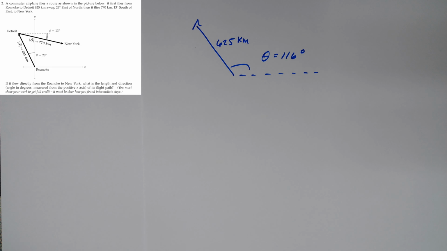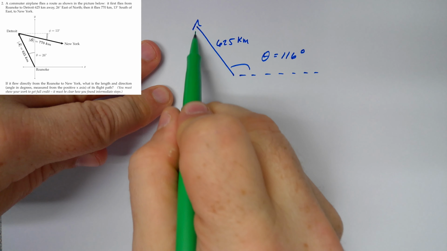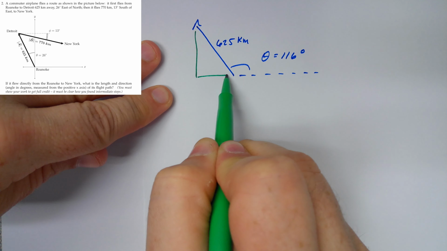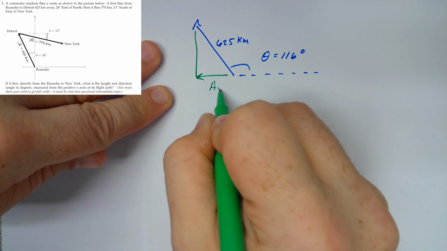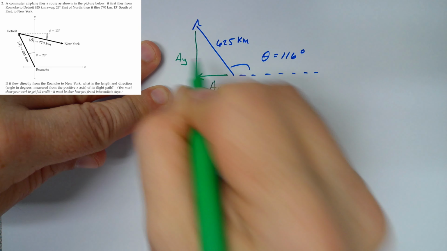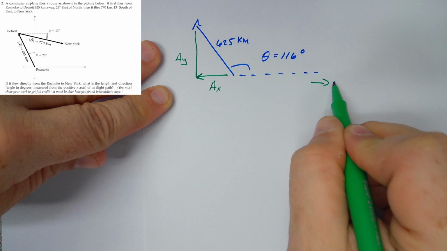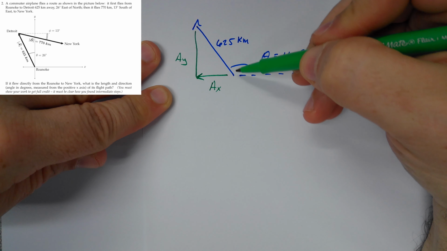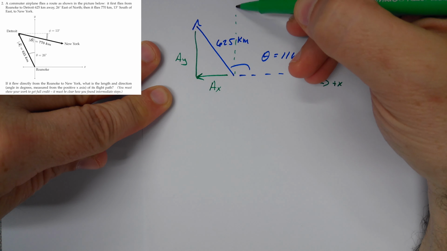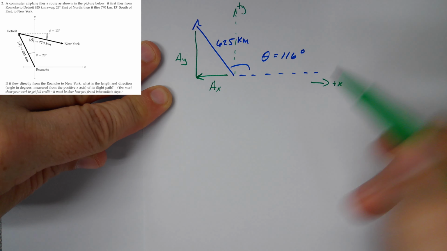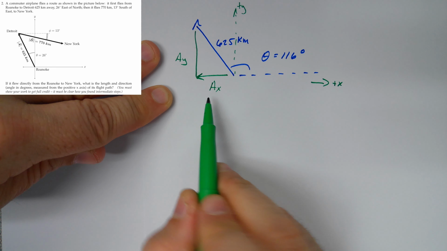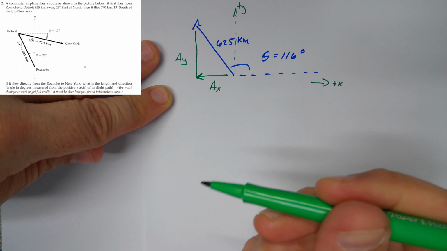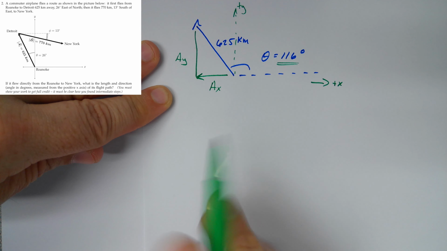So if you wanted to build the triangle here, the triangle sits here. So this is going to be our A_x and A_y. And this is our positive x direction, and upwards here is our positive y direction. So for this first vector, we expect A_x to be negative. It's going in the negative direction. And if we use the 116, that works.